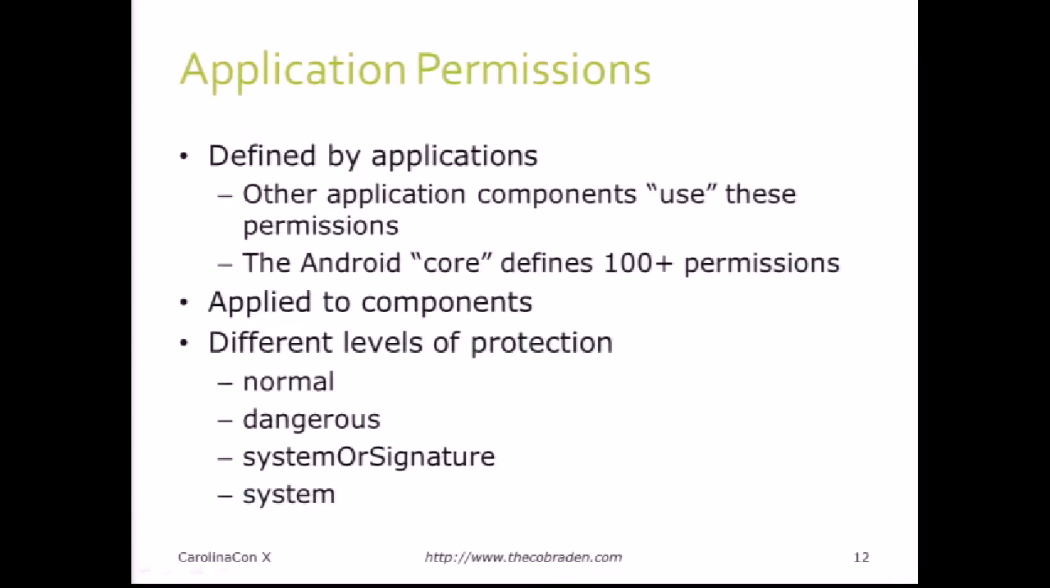Dangerous would be that anyone can request it. However, when a user installs an application with a dangerous permission, it's going to warn the user that, hey, this permission is being requested, and this is something like reading your contacts or sending text messages. These are dangerous permissions. And the final 2 are basically restricted permissions.